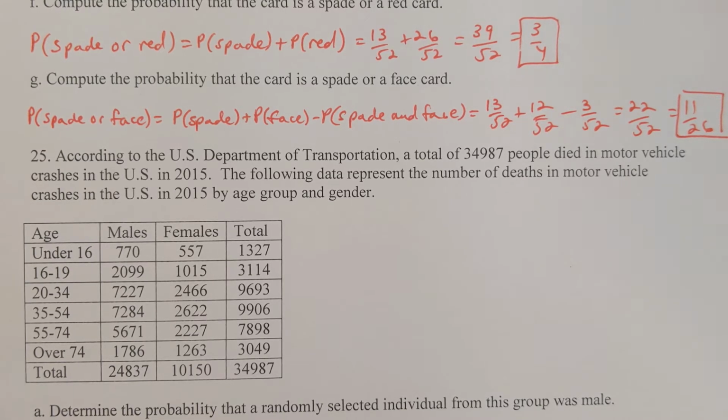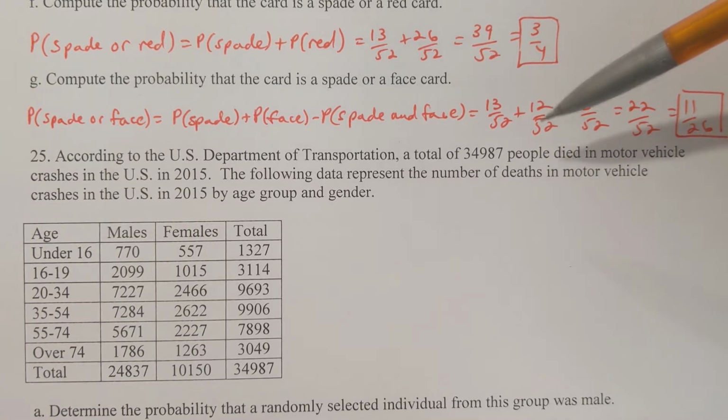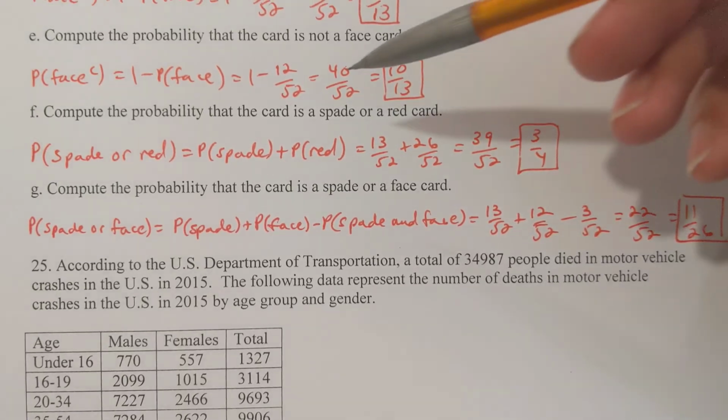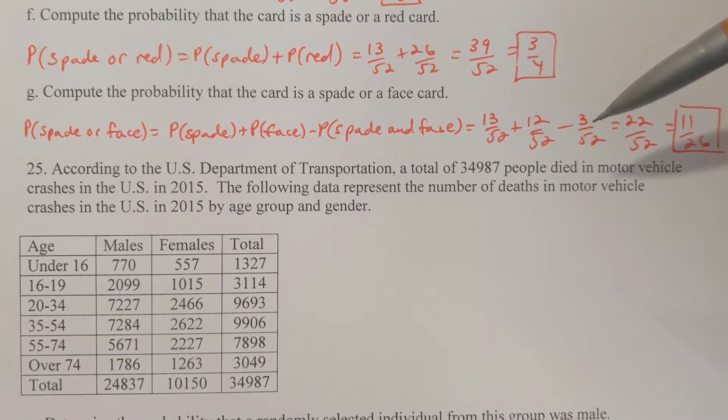Okay, well, 13 cards are spades. 12 cards are face cards. I said that a moment ago. And 3 cards would be spades and face cards. So that'd be the jack of spades, the queen of spades, and the king of spades.